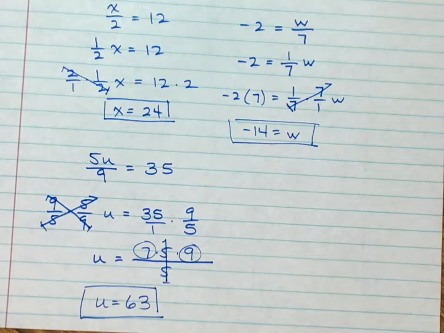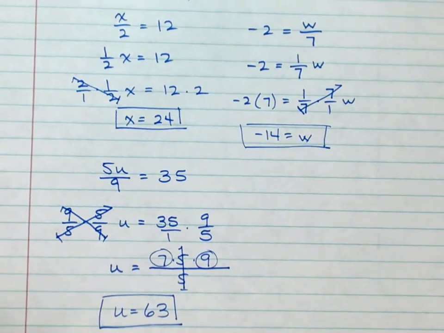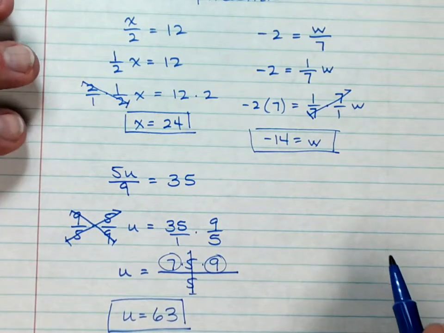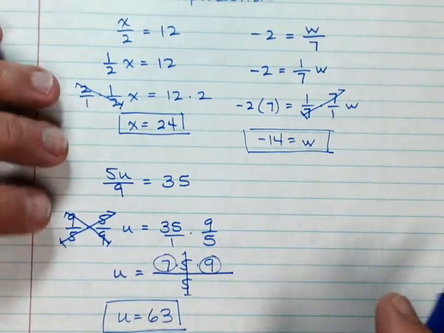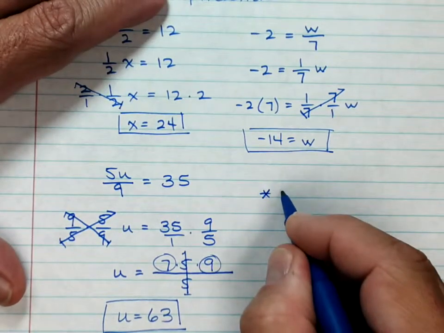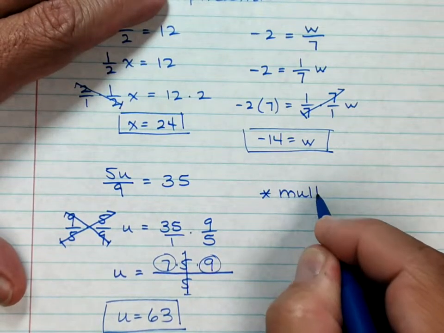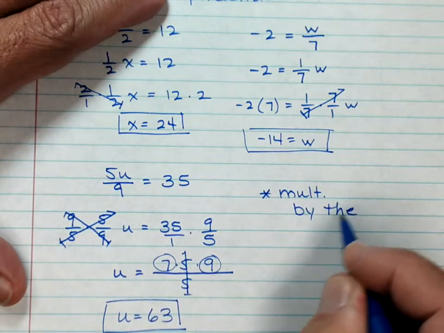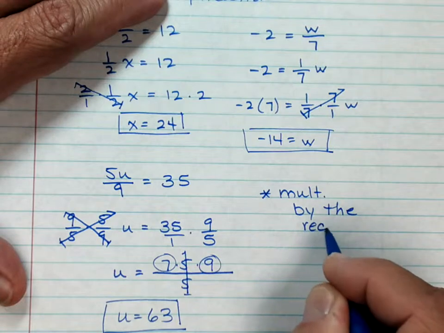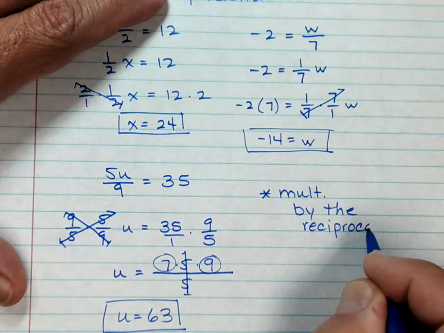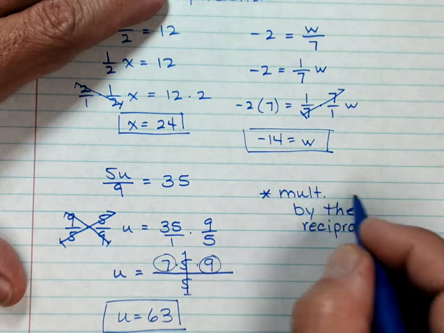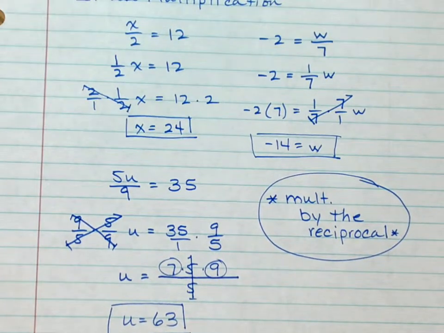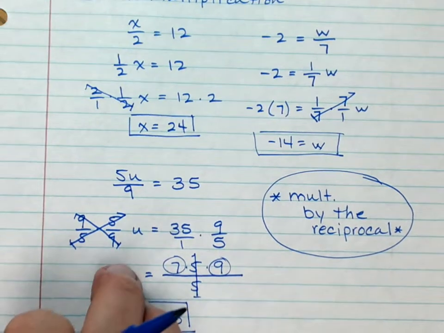So that's how you use multiplication to solve an equation. It's all about multiplying by the reciprocal, which we're going to add right here. Multiply by the reciprocal. That's really important. All three examples show that. Alright, now let's use some division.